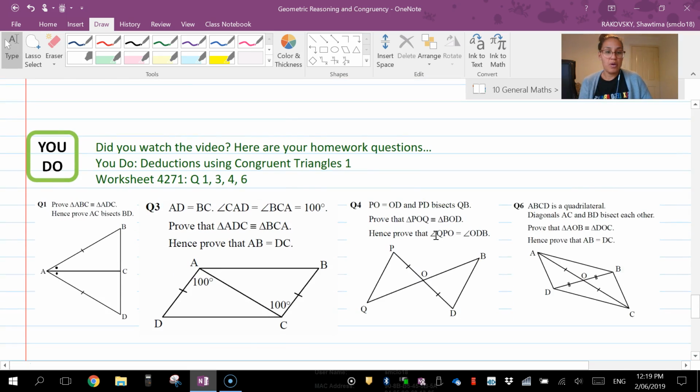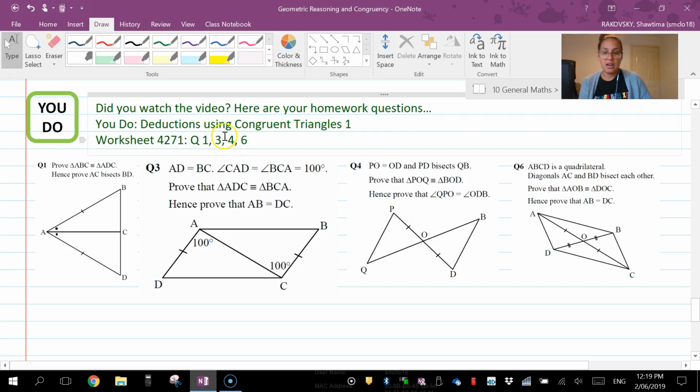I'd like you to have a go at proving that these shapes are congruent based on your laws, your tests. Thanks, everyone.